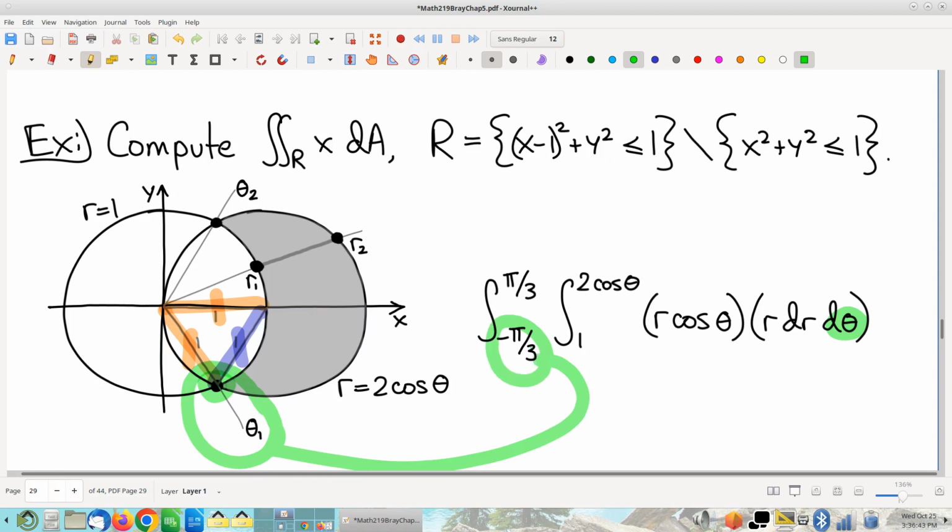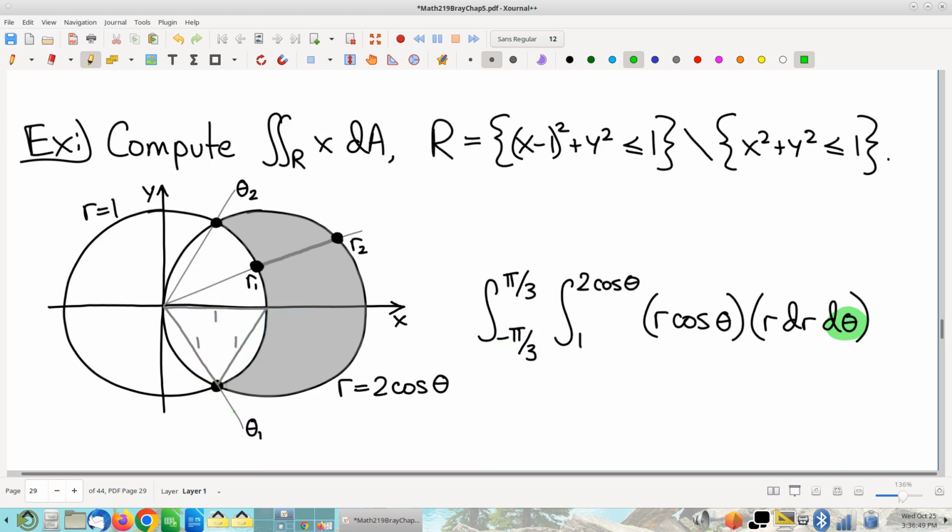Everybody happy? Okay. Analogously, the ending value of theta, whoops, I missed, positive pi over 3. There's a similar little equilateral triangle up there.